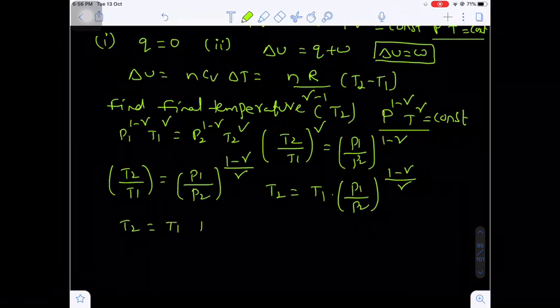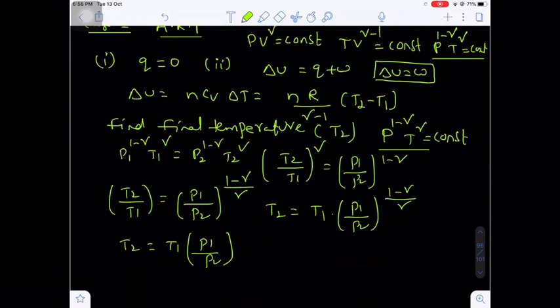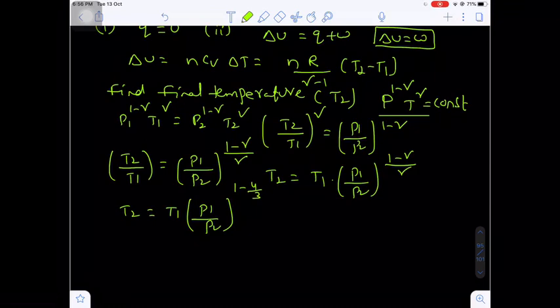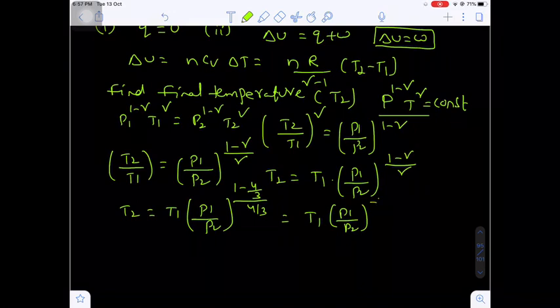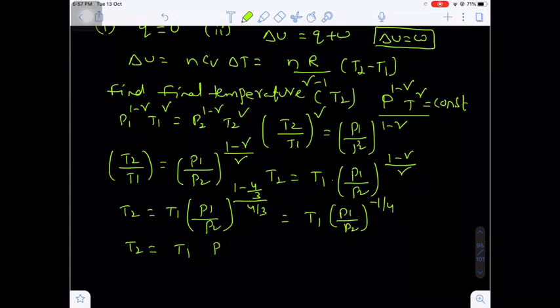From here, T2 will be equal to T1, as it is, into P1 upon P2. What will be the gamma? The gamma value here I am writing as 4 by 3. 1 minus 4 by 3 whole divided by 4 by 3. So T1 times P1 upon P2 whole to the power minus 1 by 4. From here T2 will be equal to T1 into, instead of P1 by P2, I am writing P2 upon P1, and the power will be 1 by 4, not minus 1 by 4. If I interchange the numerator and denominator, the minus will become plus.